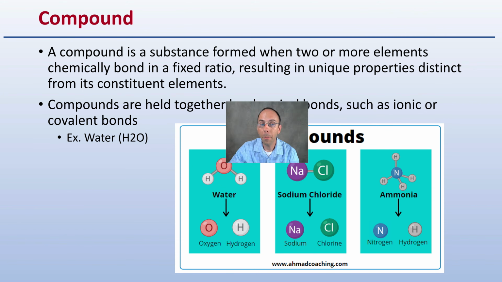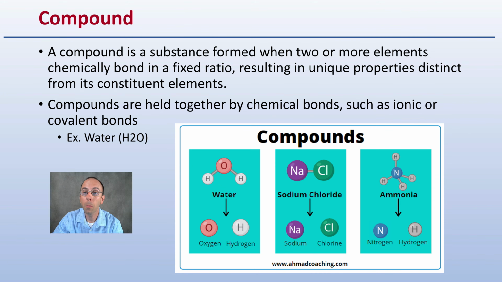We also have compounds. A compound is a substance formed when two or more elements chemically bond in a fixed ratio, resulting in unique properties distinct from the elements that it's made from. Compounds are held together by chemical bonds, which could be ionic or covalent, as we can see with water and ammonia and sodium chloride in these examples.